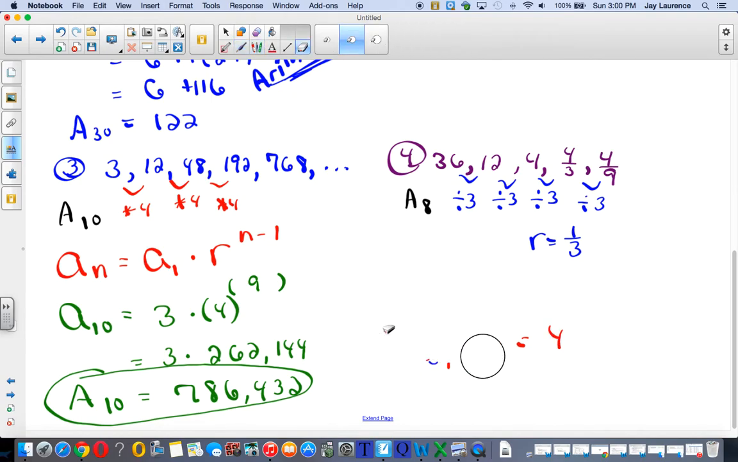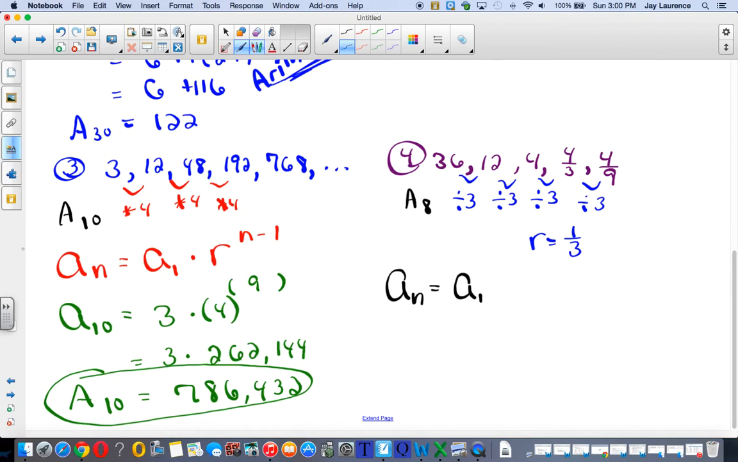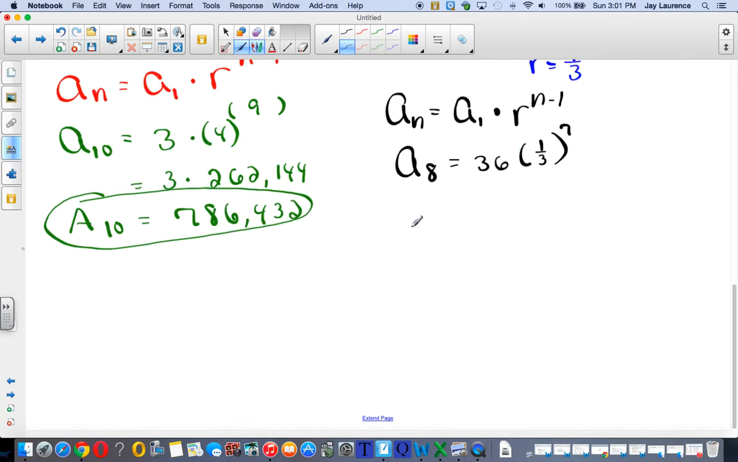All right, very good. So we know it's geometric, so I'm going to go to my formula. A sub n equals a sub 1 times r to the power of n minus 1. Looks like a sub n is 8. Not 8, it's a sub 8 that I'm looking for. 36 is a sub 1. It's the first term in the sequence. And then I'm going to have a 1/3. I'm going to raise it to the 7th power. Right? And so a sub 8 is going to equal 36 over 1 times 1 over 3 to the 7th.